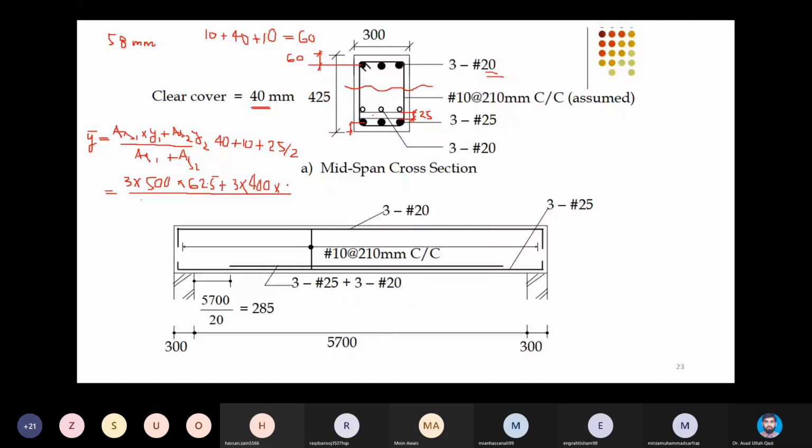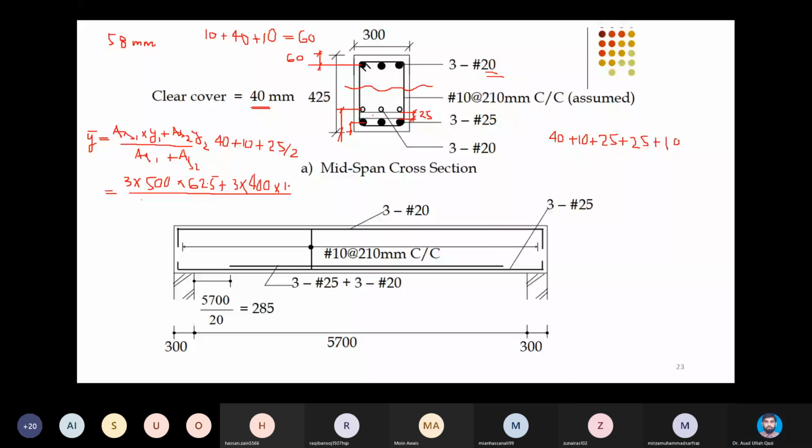And its distance from center will be 40 plus 10 plus 25 plus 25 plus half of 20, it is 10. So it is 50, 60, 70, 75, 100, 110. Agreed?